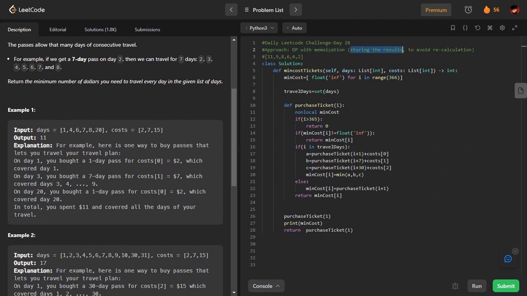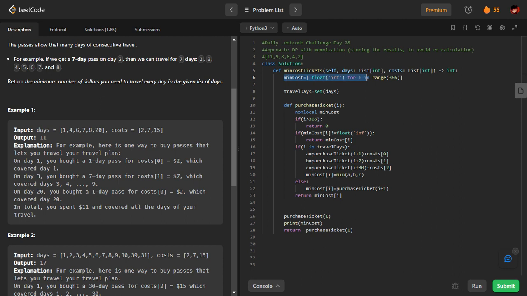What is memoization? It means storing the results to avoid any recalculation. I don't want any recalculation, right? For example, if I have calculated that starting from 23 onwards, this is going to be the minimum cost, how much? 2 rupees. There is no question. I will not calculate it again. I will store it as such. So whenever I need the minimum cost from 23 onwards, this is the cost, right?